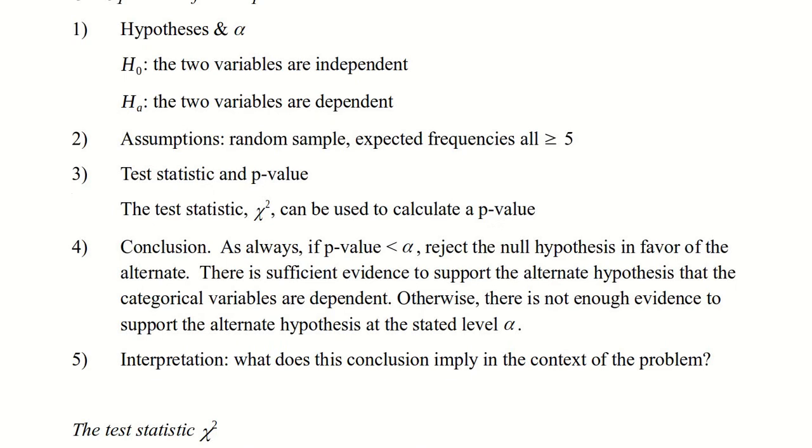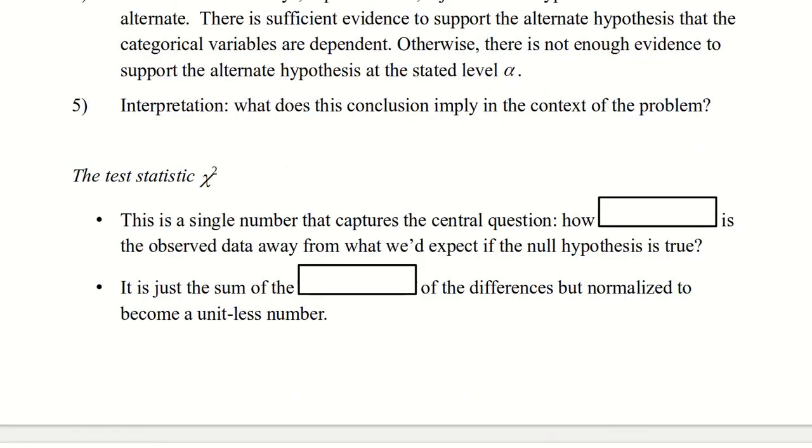As always, if the p-value is less than alpha, we reject the null hypothesis in favor of the alternative, and we say that there is sufficient evidence to support the alternative hypothesis. That is, the categorical variables are dependent. Otherwise, we say there's not enough evidence to support the alternative hypothesis. The interpretation is when we state what the conclusion means in the context of the problem. The test statistic is chi-squared.